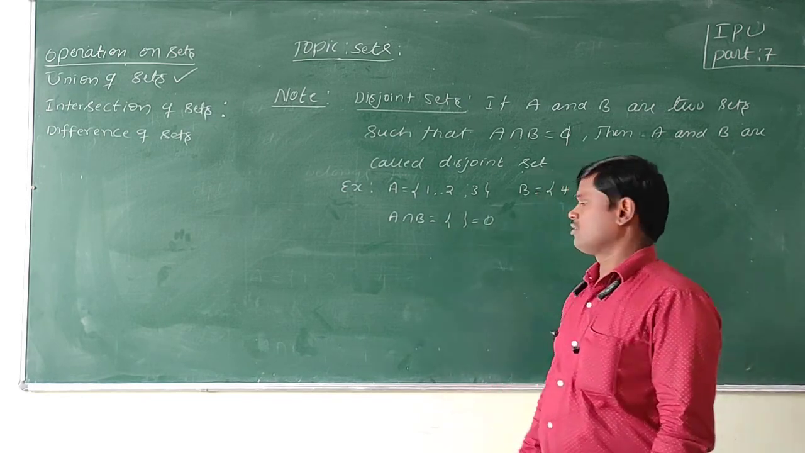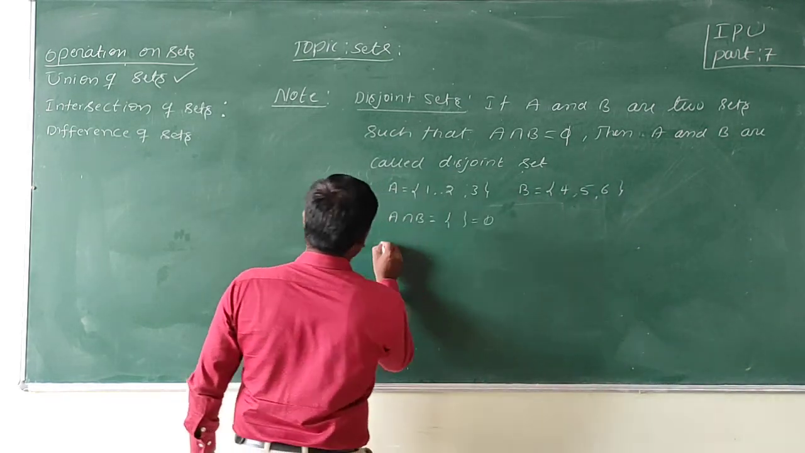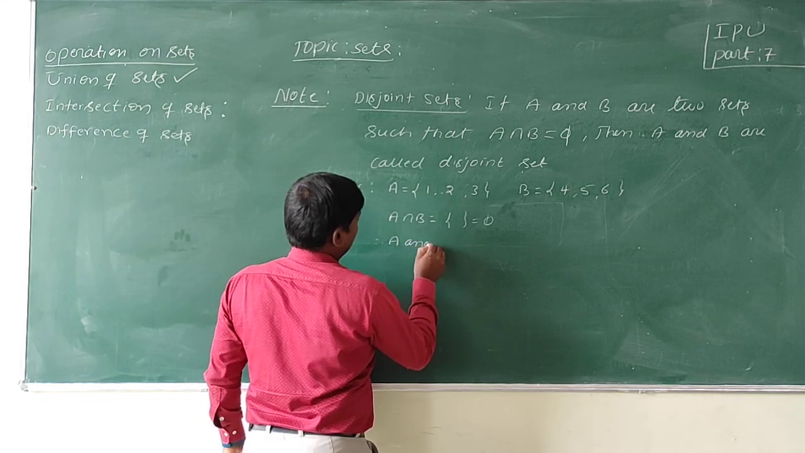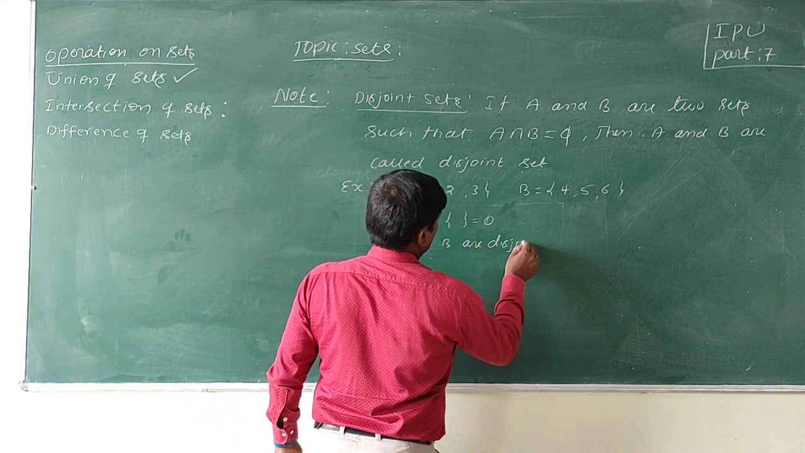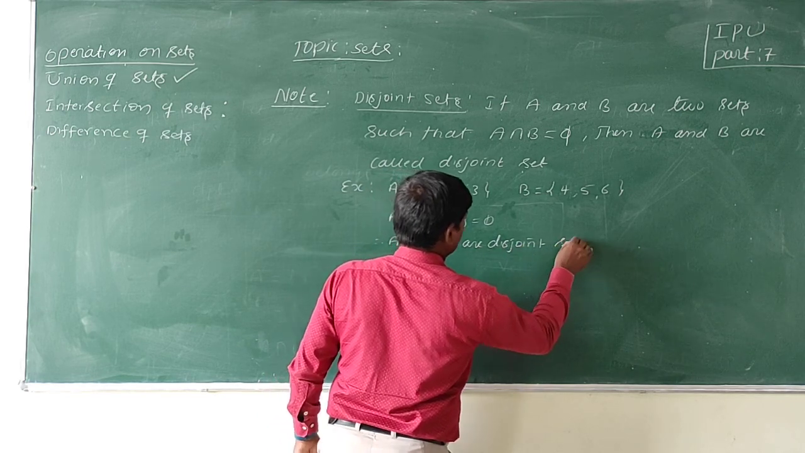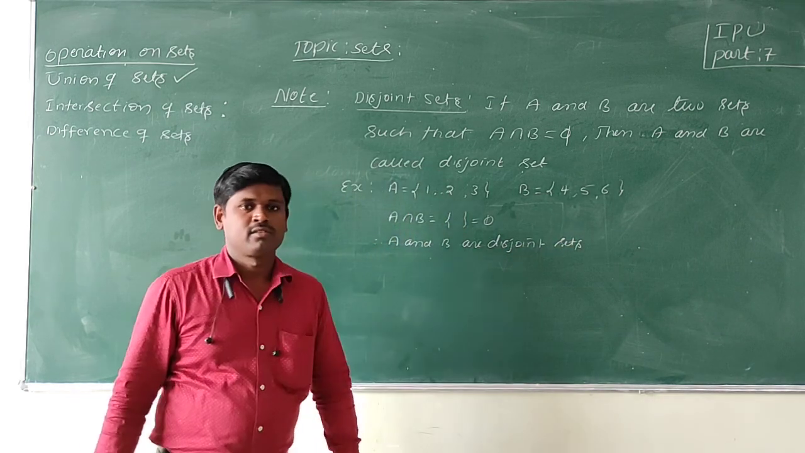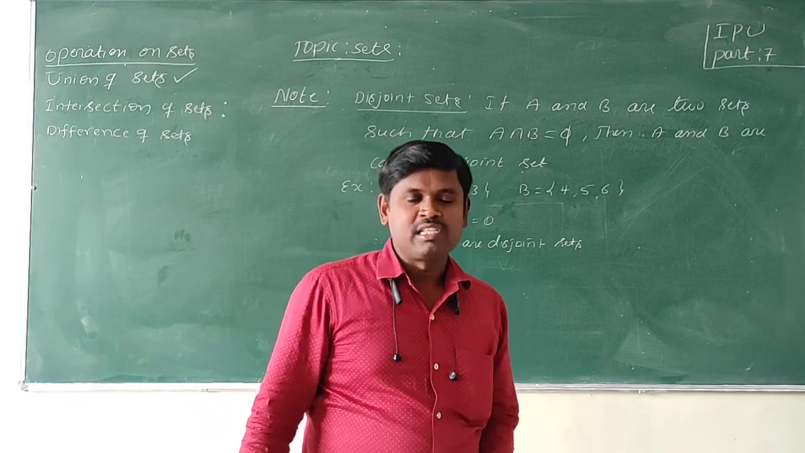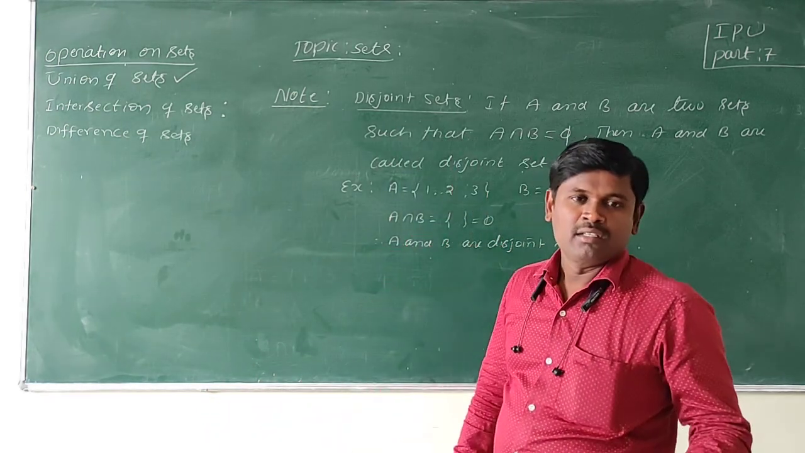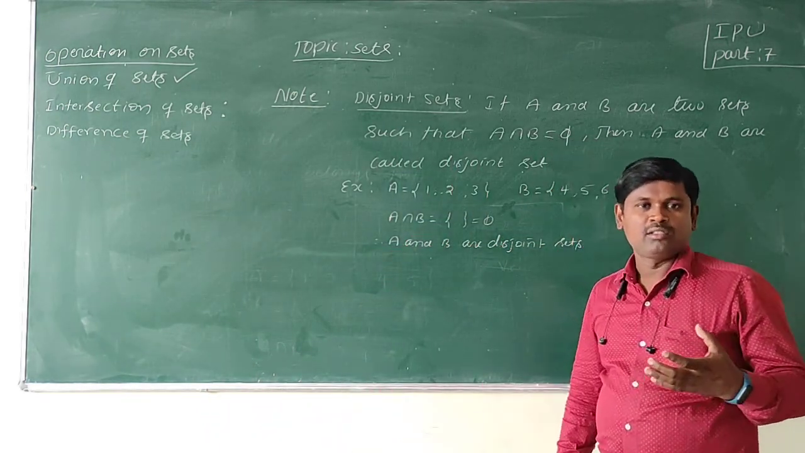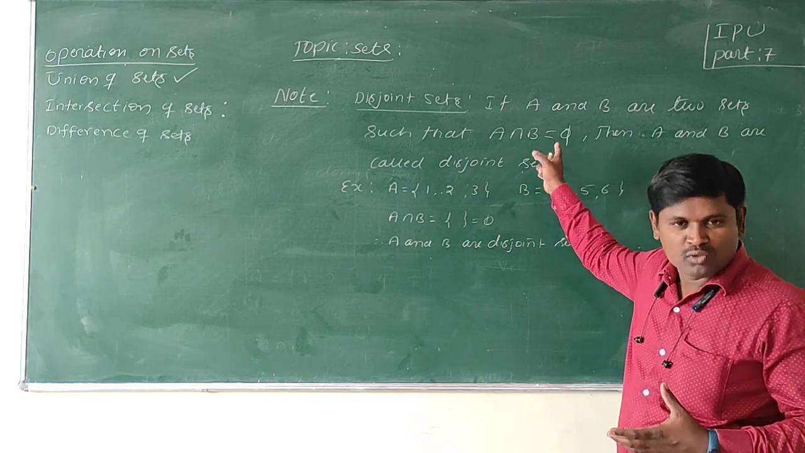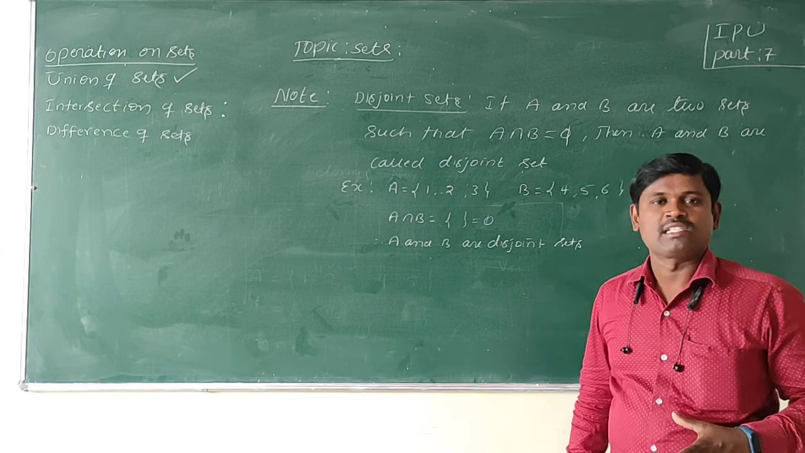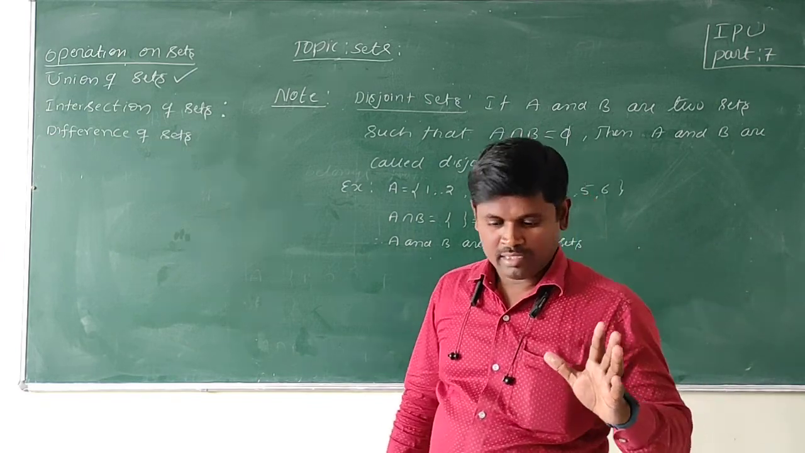So A intersection B is the null set. Therefore, A and B are disjoint sets. Clearly, once again, a disjoint set is nothing but this: suppose A and B are two sets, then A intersection B is equal to the null set. Then those sets are disjoint sets.